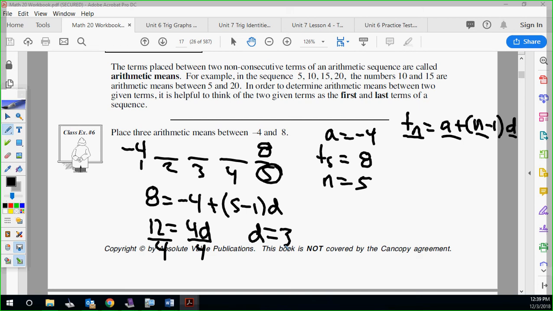So now what it asks me to do is place the 3 arithmetic means between them, and it wants me to fill those numbers in now. So I know it's going up by 3 every time. So what's the second number? Good, -1, 2, 5, 8. So we completed the pattern. Say we completed the pattern. All right, good.